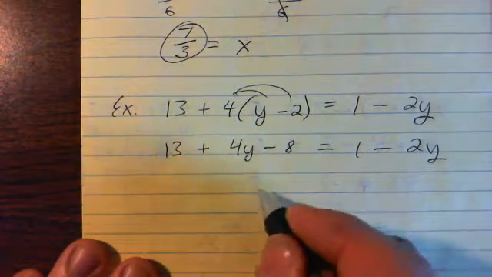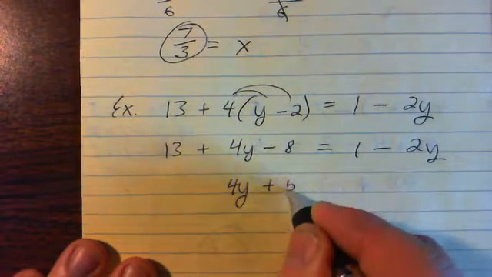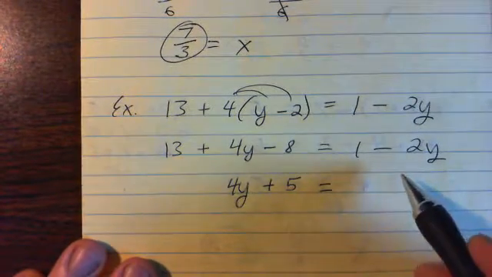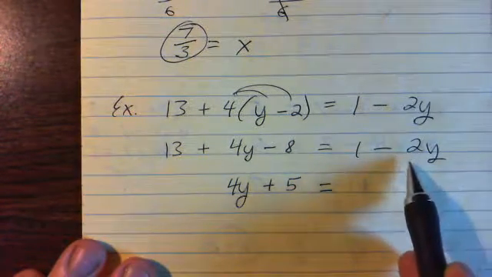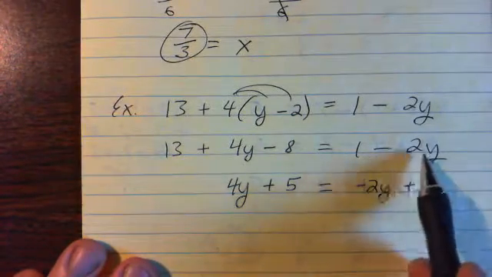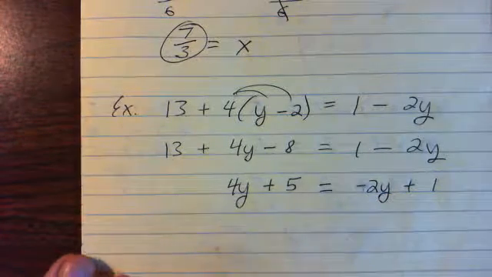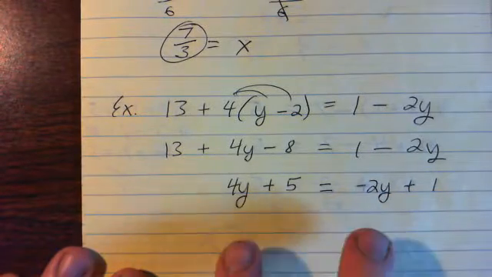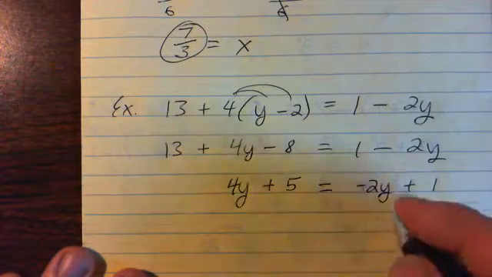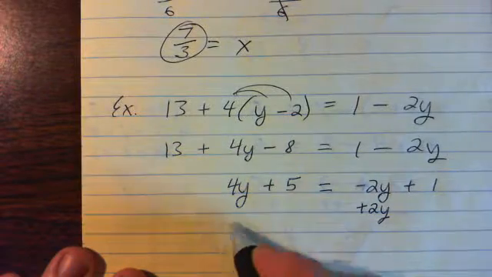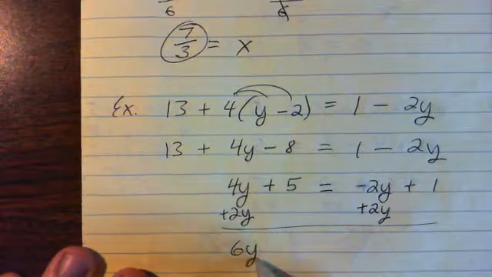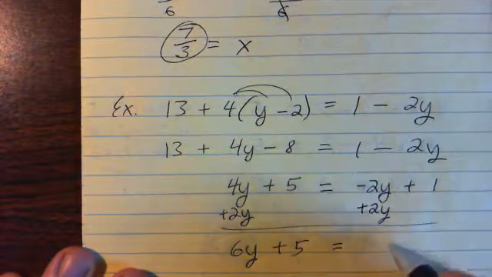Well, 13 and negative 8 makes positive 5, so you have 4y plus 5 on the left side, and then if you want, you can put this in order with the variable term first, so that's the same as negative 2y plus 1. Either way, it doesn't matter, but when you get the y's together, you've got 1 on both sides. So here is the negative 2y, add 2y to both sides, and that will give us 6y plus 5 equals 1.